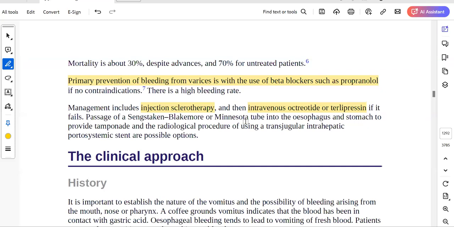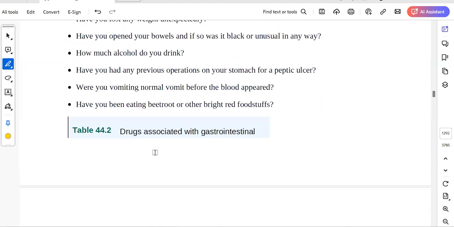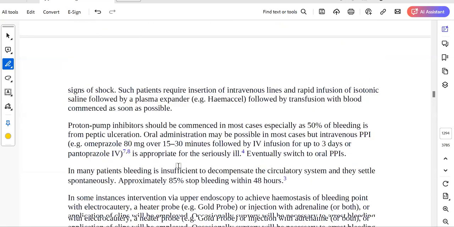And then sometimes tamponade is possible. Even sometimes there is TIPS, which is transjugular intrahepatic portosystemic stent. These are all possible options, but they don't come in the exam. The initial thing comes in exam. So injection of sclerotherapy followed by octreotide or terlipressin. Now we'll come to this in a bit. So go through these initial things like investigations and all.